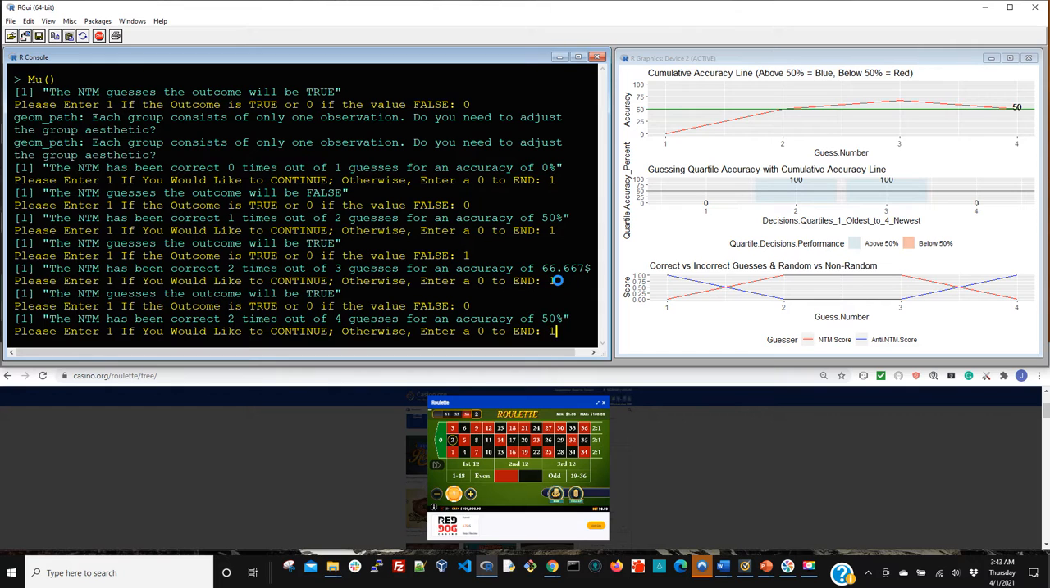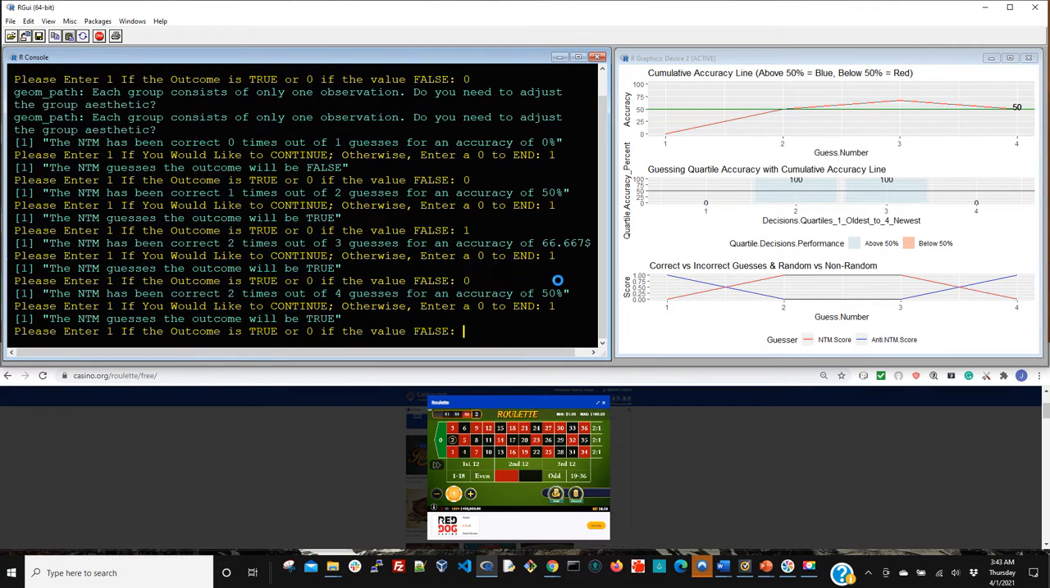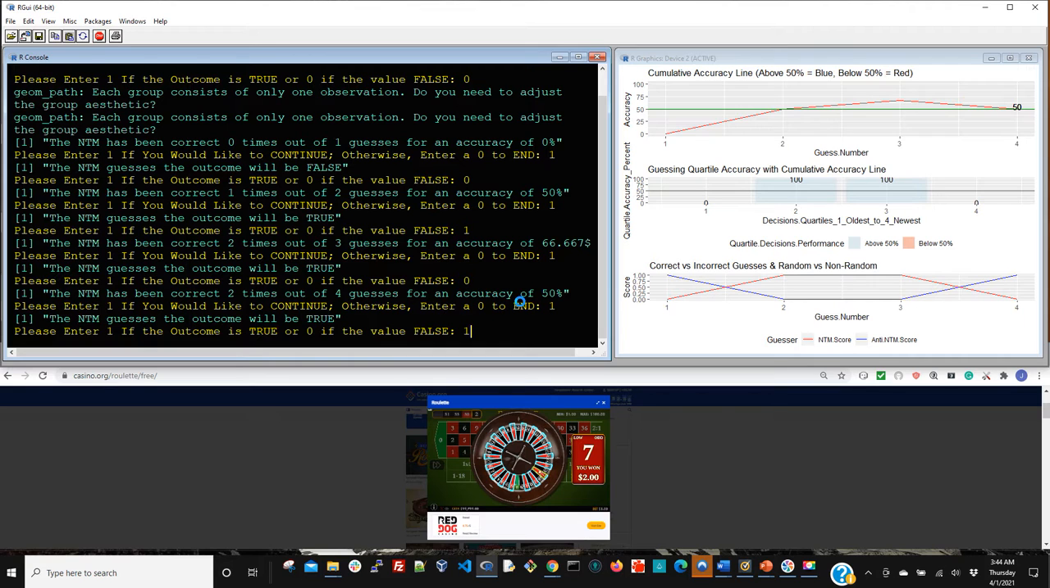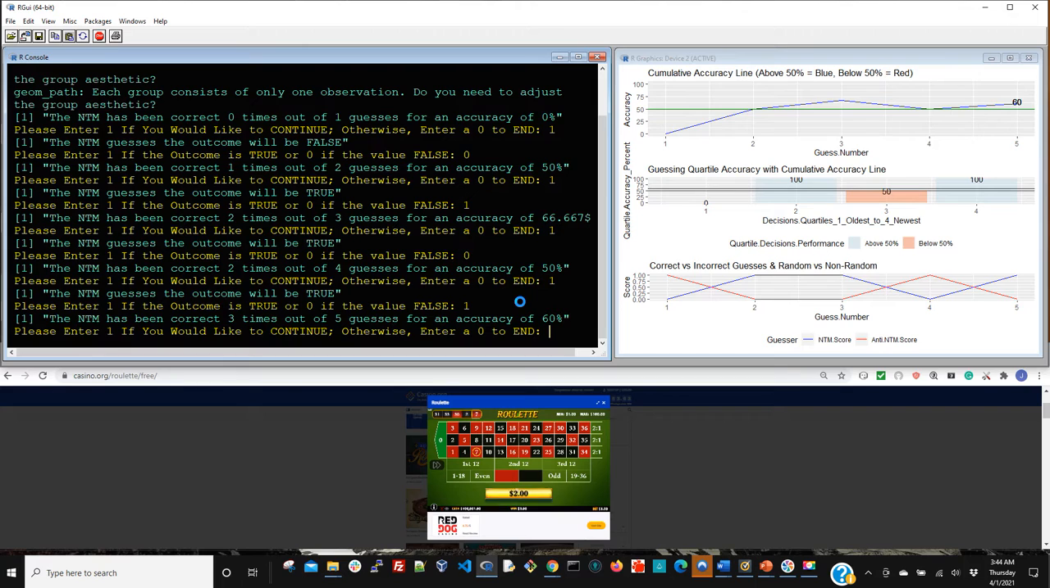We tell it we want to continue. It says the next outcome will be red. We place the bet and spin again. The outcome is red. We press 1 to let it know that it's red. And so we have an accuracy of 60%.